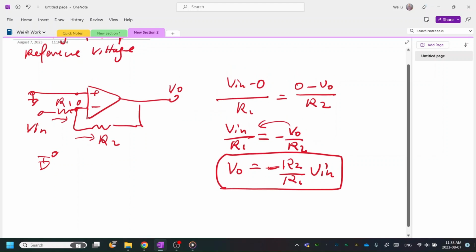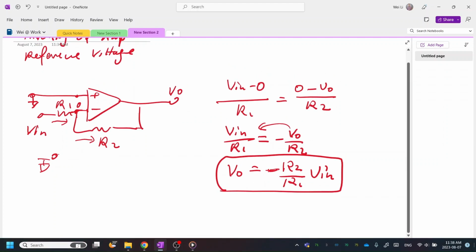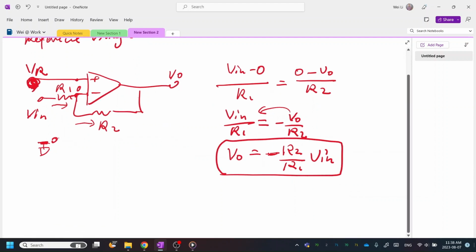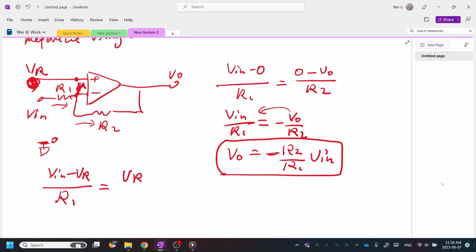Okay, let's think about a special case. If this node is not 0 volts, not ground here, but a VR, a reference voltage, what does that look like? Okay, it's straightforward too. We have VR here, this node and this node are the same potential, so this is VR now. So we follow the same equation. We have V in minus VR divided by R1 equals VR minus V out divided by R2.